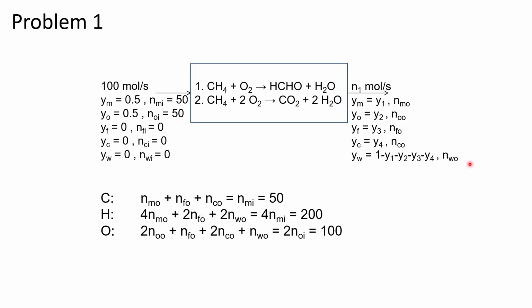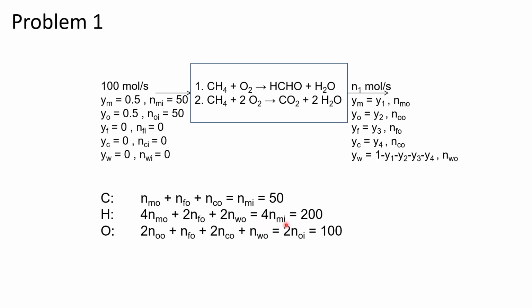Finally, we'll look at the water. Water does have hydrogen, so we'll have to include a contribution from the water flow out. I'll take the water flow out times 2 hydrogen atoms per molecule of water. So the sum of these three terms is the flow rate of hydrogen out. We'll set it equal to the flow rate of hydrogen in.